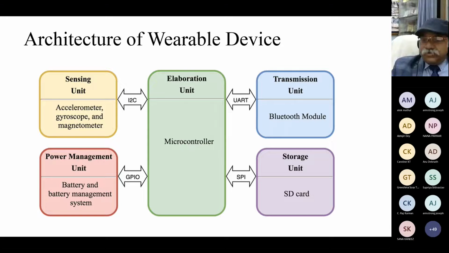If the processor is taking some decision, some kind of action, that has to be transmitted to some other place or some other part of your wearable or your body. So wherever it has to go, it goes through the Bluetooth module. So the transmission unit consists mainly of the Bluetooth module.